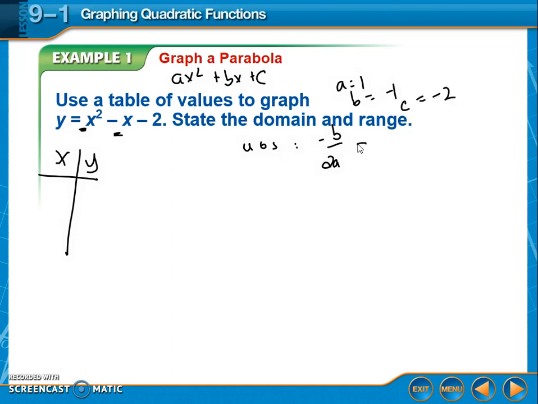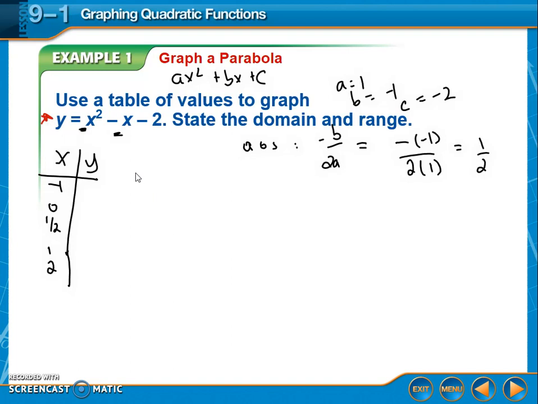So if I want to know what the axis of symmetry, AOS, is, that's going to be negative negative 1 over 2 times 1. So we get 1 over 2, or 1/2. Okay, so I want to have 1/2 in my graph, and I want to have some values less than it and some values greater than it. So I'm going to do 0, negative 1, 1, and 2. Okay, and then I want to figure out what the value is at each of these points. So I'm going to plug each of these values in for x into my function to find y.